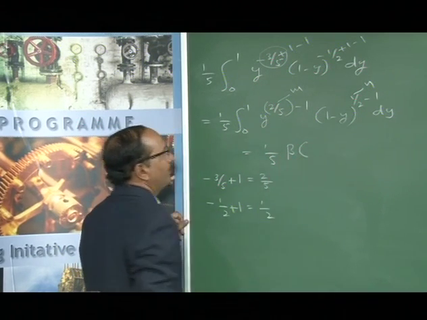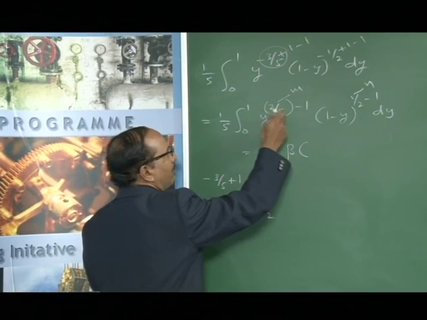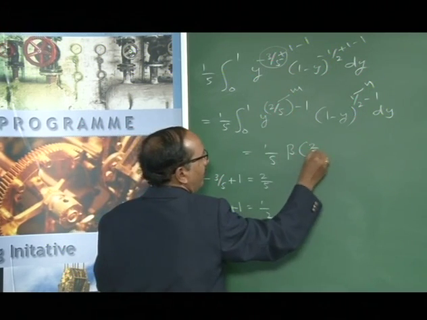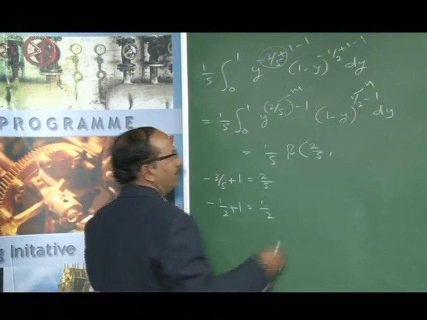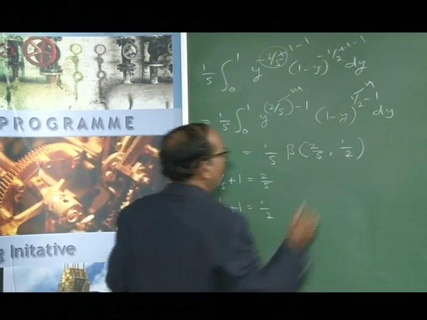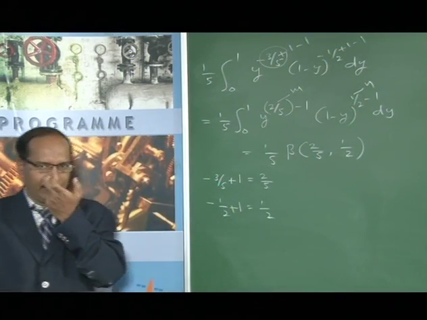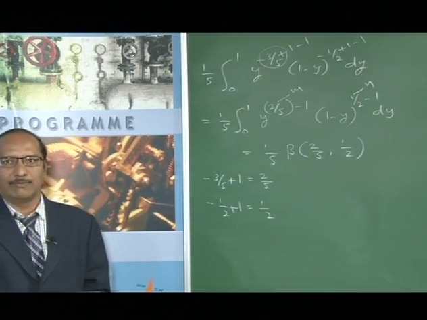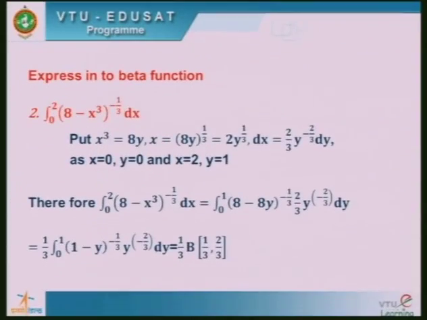Beta of m. What is m? This is y power m minus 1, so m is 2 by 5. What is n? It is 1 minus y power 1 by 2 minus 1, so n is 1 by 2. So in this way the integral is expressed as a beta function. See another example similar to that.